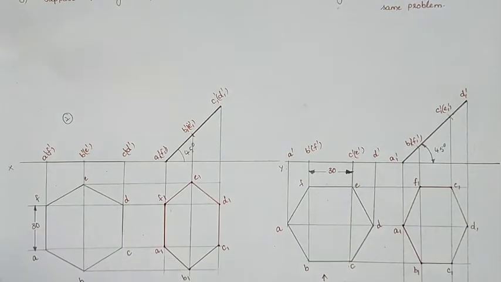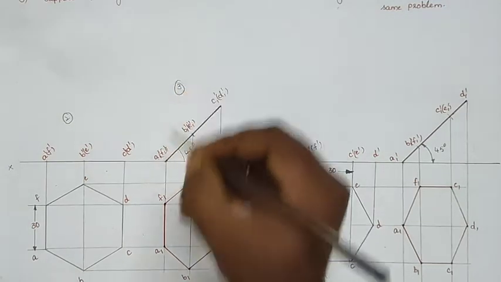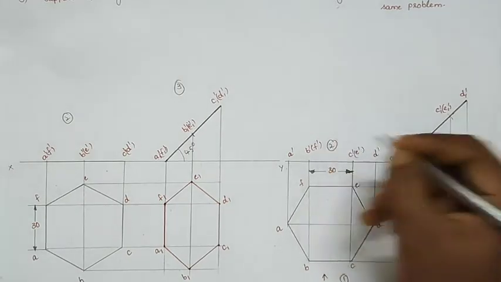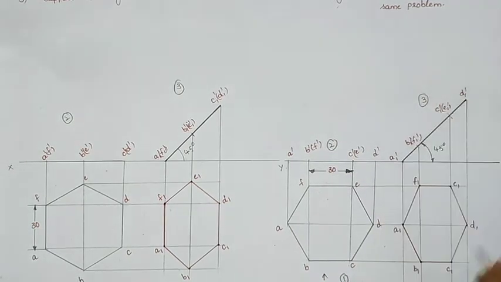So when an edge is on the HP, we will draw the diagram like that. When the corner is on the ground or on the HP, as given in our problem, we will draw the projections like this. So this is the third step and this is the fourth step for the first problem. And for the second problem, this is the first step, second step, third step, and this is the fourth step.